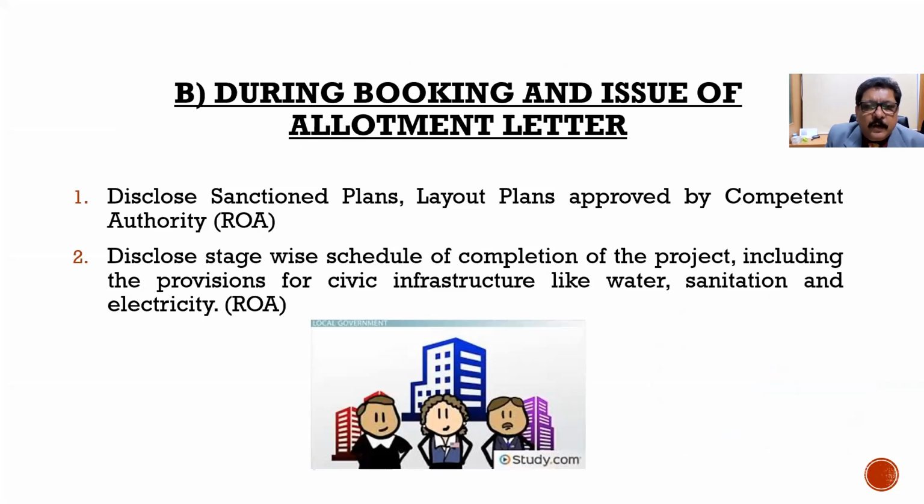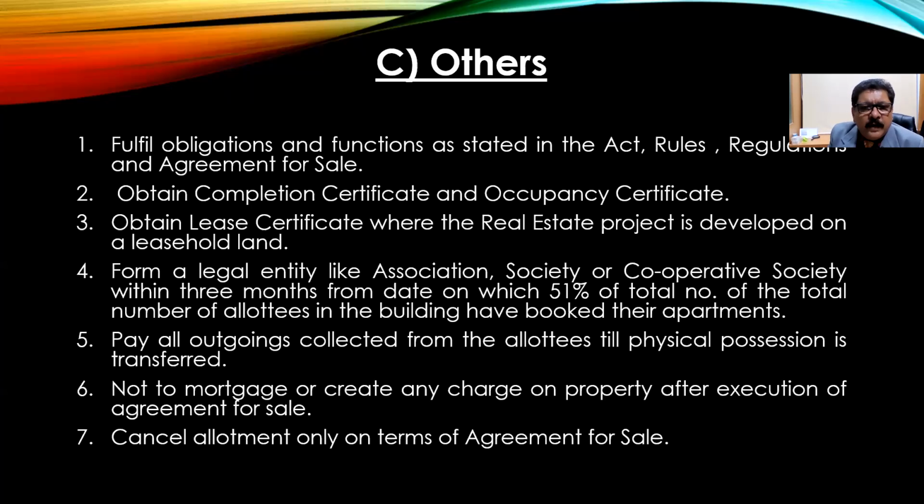During the booking and issue of the allotment letter, disclose sanction plans, layout plans approved by the competent authority, that is ROA, that is the right of the allottee. Disclose stage-wise schedule of completion of the project, including the provisions of civic infrastructure like water, sanitation, and electricity. Again, this is the right of the allottee. Fulfill obligations and functions as stated in the Act, rules, regulations, and agreements for sale. Obtain completion certificate and occupation certificate. Obtain lease certificate where the real estate project is developed on leasehold land.